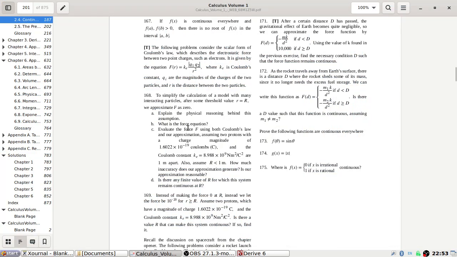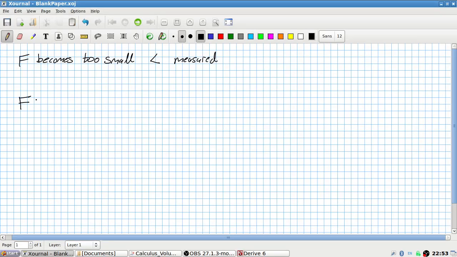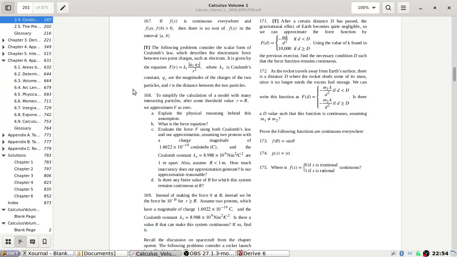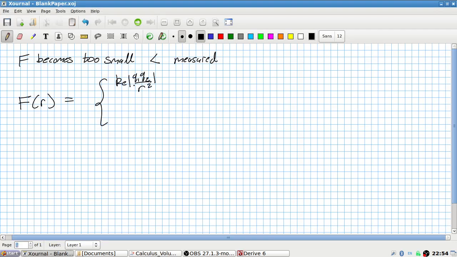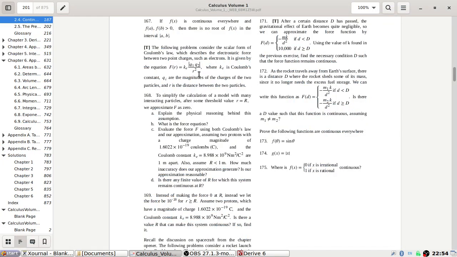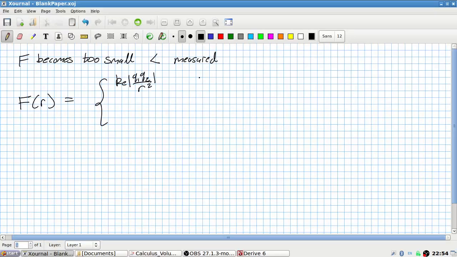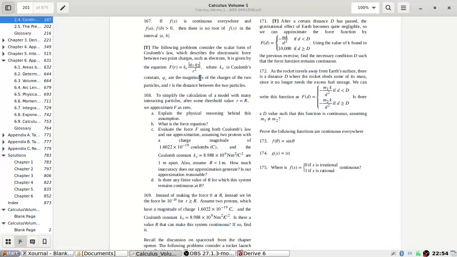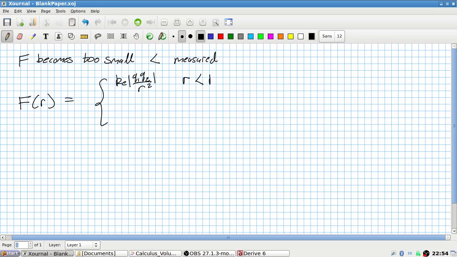What is the force equation? I guess we could say it's force for radius r will be Ke Q1 Q2 over r squared. That's when r is less than R, and then 0 when r is greater than or equal to R.